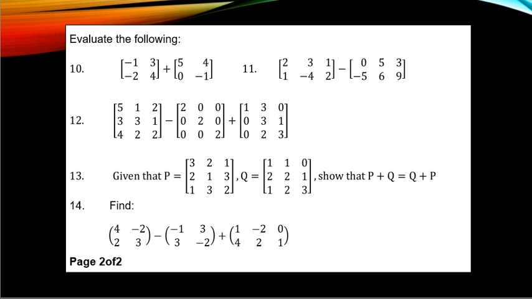Okay, we have page 2 of the classwork. Evaluate the following. Number 10 to 12 is addition and subtraction of matrices. Number 13, you are given 2 matrices. Matrix P equal to this, matrix Q equal to this. You should show that P plus Q is equal to Q plus P. That is showing that the addition of 2 matrices follows the commutative property.